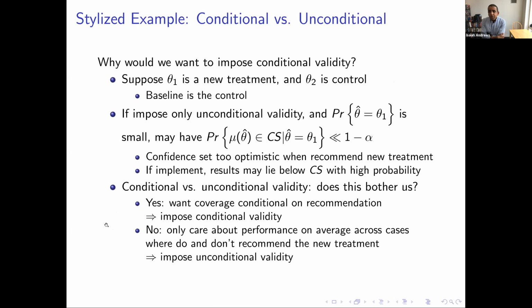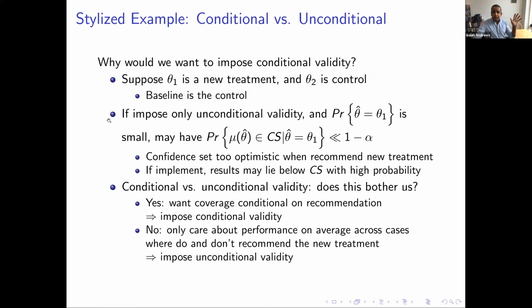Now, having introduced these 2 possible criteria, unconditional and conditional validity, it raises the natural question of which of them we ought to impose. And in our view, the answer to that seems fairly context specific. So to think through the distinction, let's go back to this toy example where we've just got 2 treatments. And let's suppose that treatment theta 1 is some new treatment that we're considering. Treatment theta 2 is a control, which is sort of the baseline status quo.